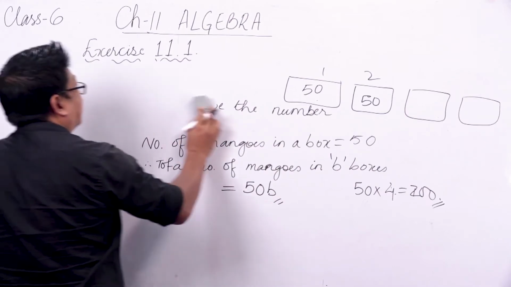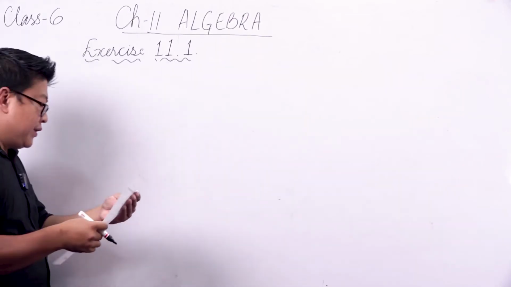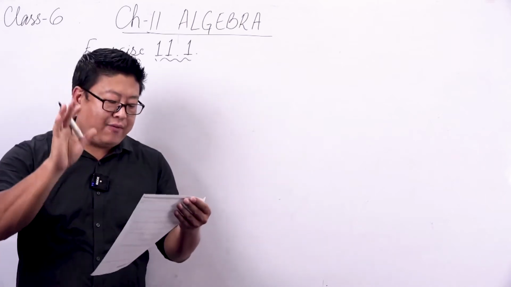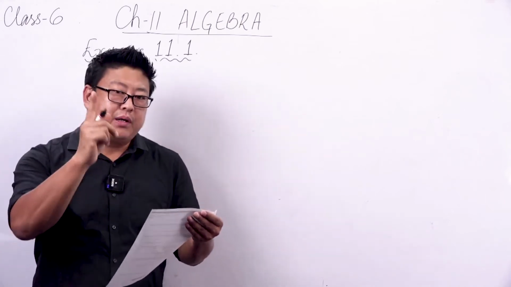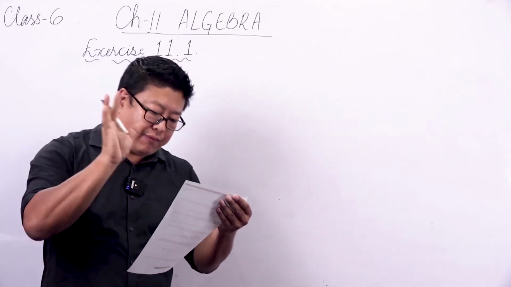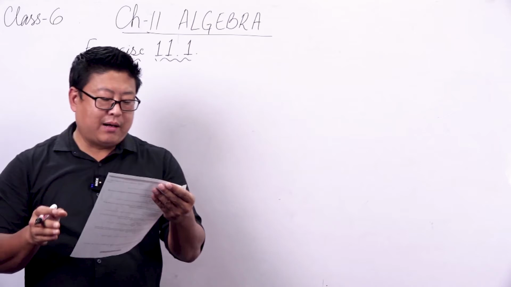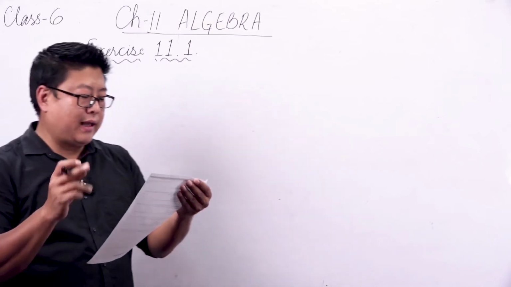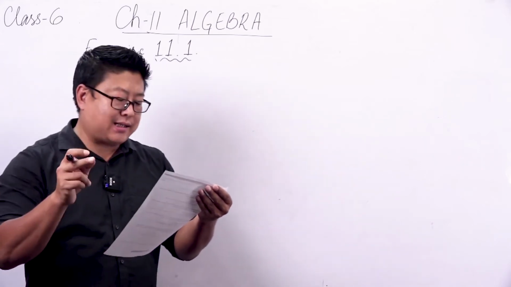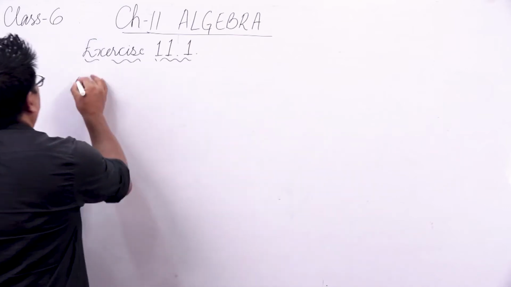Let's move on to question number 5. Question 5. The teacher distributes 5 pencils per student. Per student, one student gets 5 pencils. Can you tell how many pencils are needed given the number of students? So they have given us a hint. Use S for the number of students.